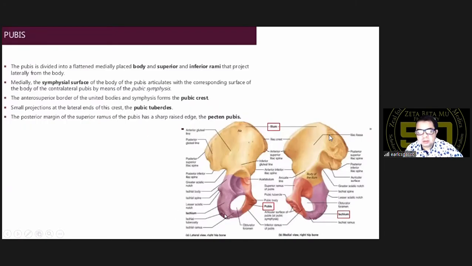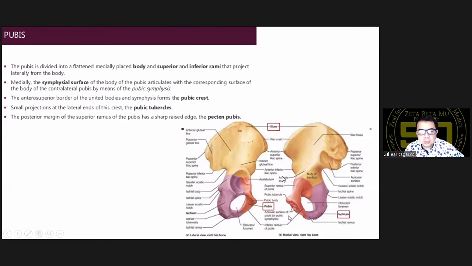The pubis is divided into a flattened medial body and superior and inferior pubic rami. Medially, the symphysial surface of the body of the pubis articulates with the corresponding surface of the contralateral pubis. The connection of the two is known as the symphysis pubis.